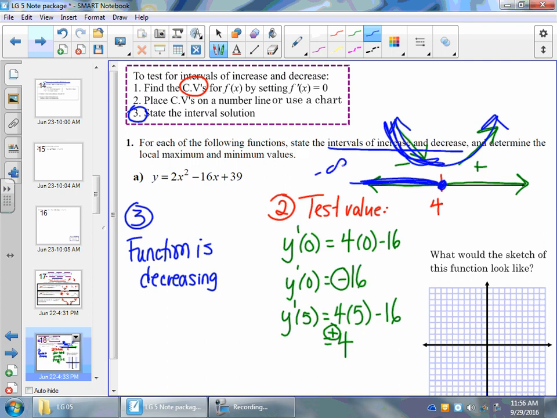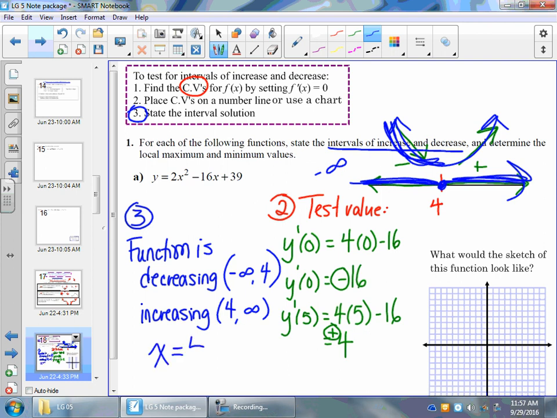So this is obviously going all the way to negative infinity up to 4. So we would just say negative infinity up to 4, not including either one. That's why we use the open brackets. We know that it's increasing, obviously, 4 to positive infinity, because we're looking at this side right here. This also means, just as a note, x equals 4 must be a minimum value.